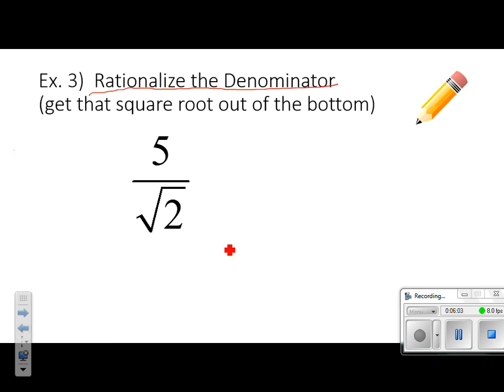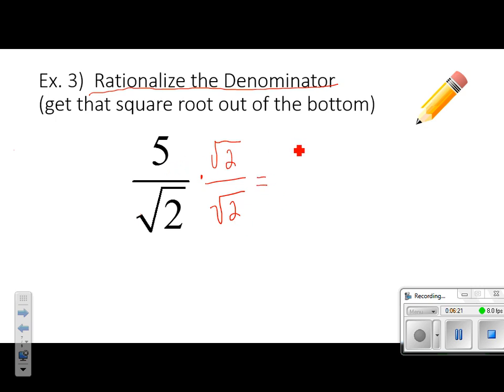So in order to do that, what we have to do is multiply both the top and the bottom of this fraction by the square root of 2. So I'm going to multiply the top by the square root of 2 and the bottom by the square root of 2.